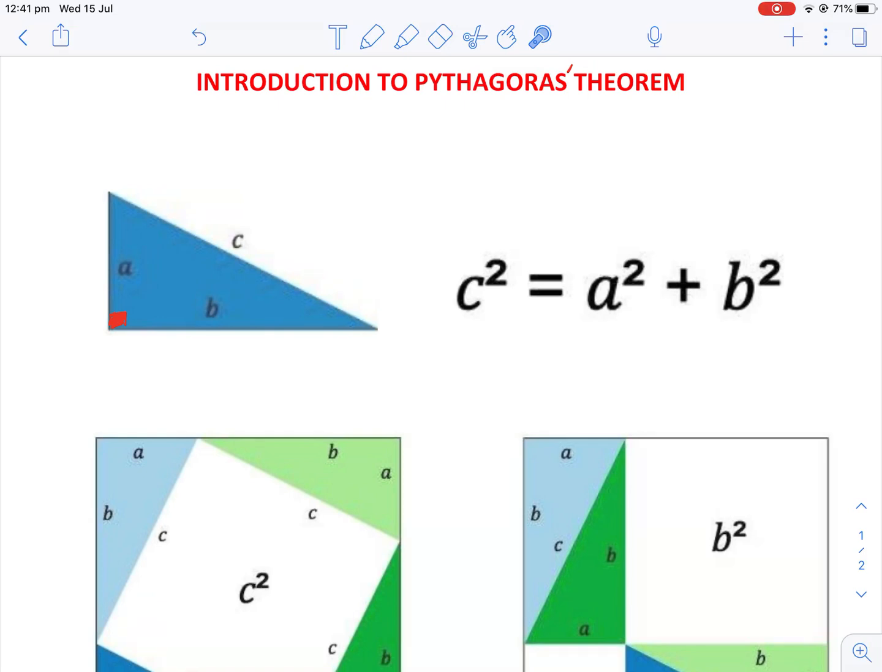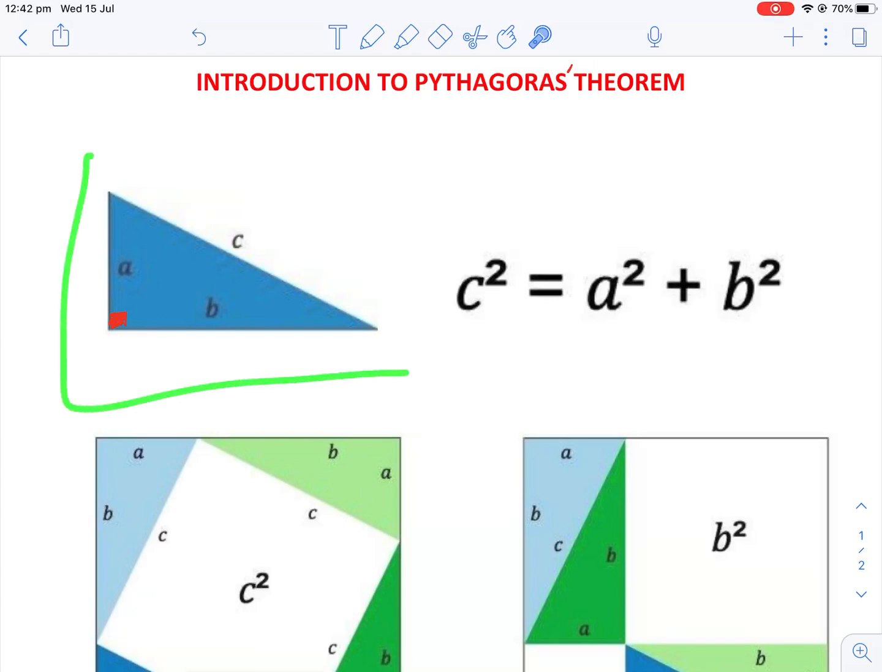Hi guys, in this video I'm going to introduce you to Pythagoras theorem. How does it work and how was it discovered? Pythagoras theorem works with right angle triangles only.